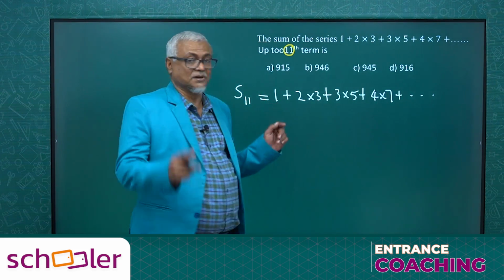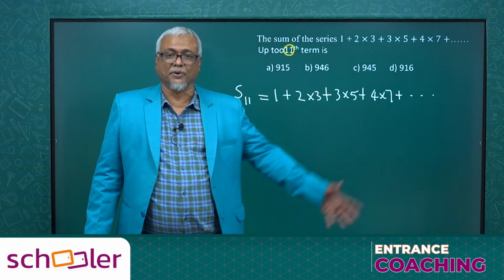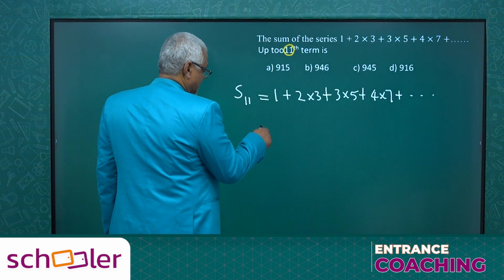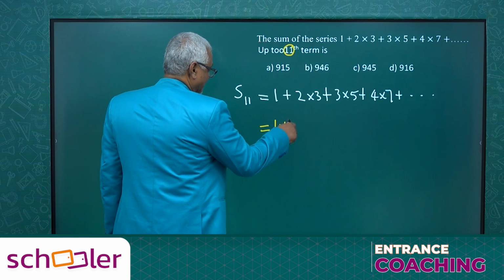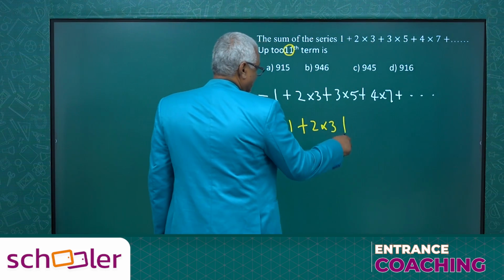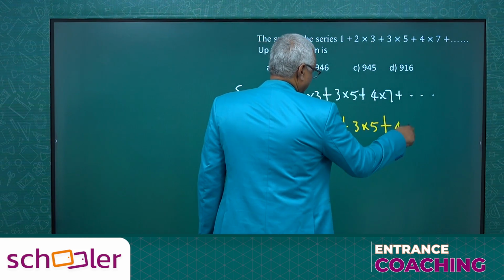Only the first term is only one term, one. Then you have to rewrite the first term also as a product of two terms. How can you write? Of course, that is very easy. 1 can be written as 1 into 1. Okay? 2 into 3, 3 into 5, plus 4 into 7.